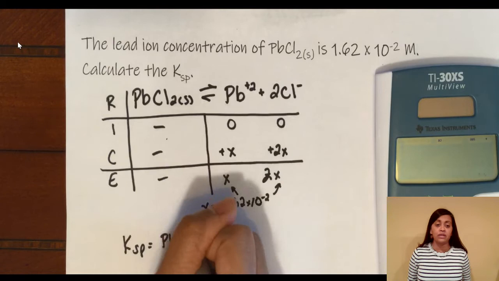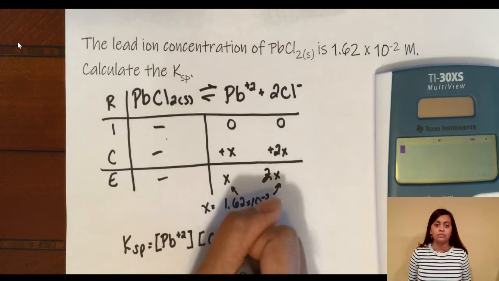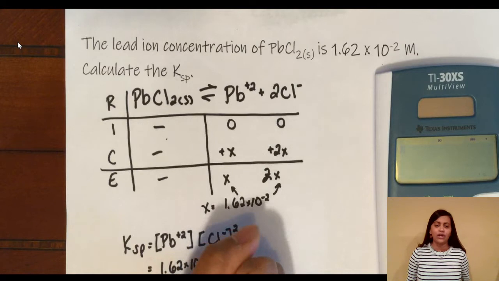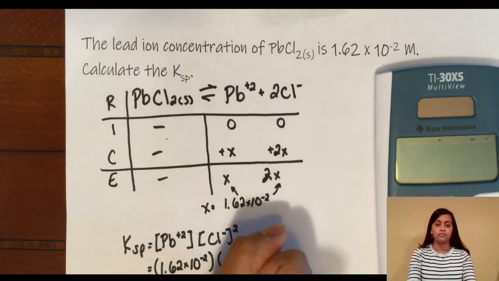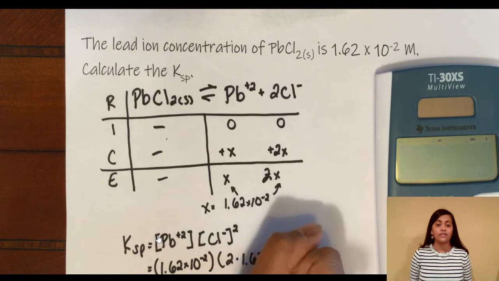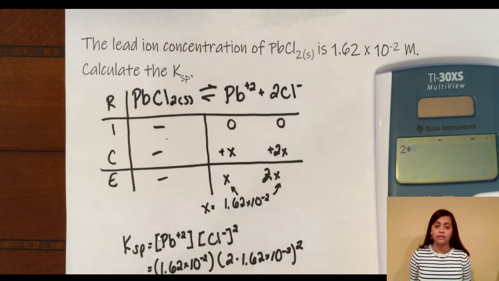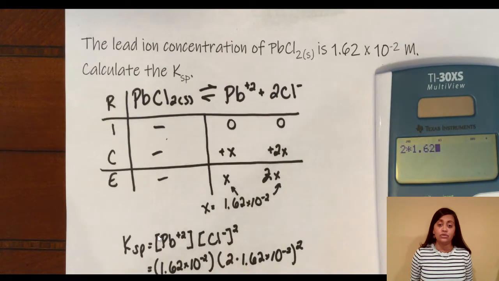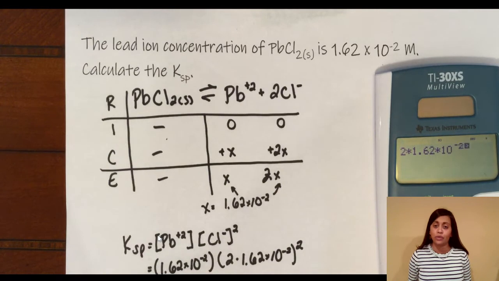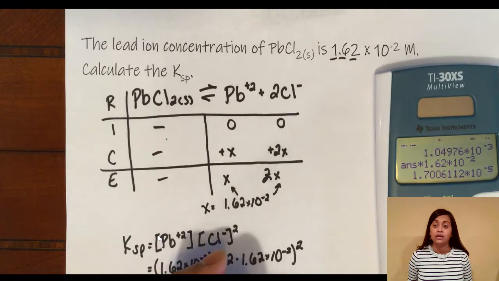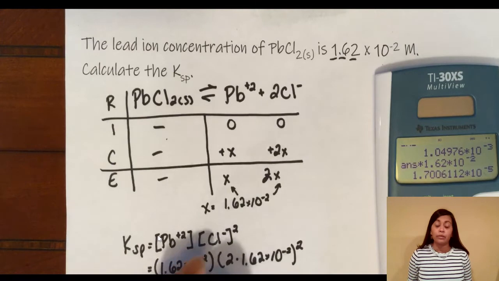So when we're solving for Ksp, we still use our Pb plus 2 times Cl minus squared. And then we'll go ahead and plug in our values from before. So as we plug it in, we have 1.62 times 10 to the negative 2 times 2 times 1.62 times 10 to the negative 2. Don't forget we have to square that because the Cl minus is squared. So plugging that in, we end up with 1.70, and we need 3 sig figs. So 1.70 times 10 to the negative 5th. Remember, it is Ksp, so it doesn't have a unit.